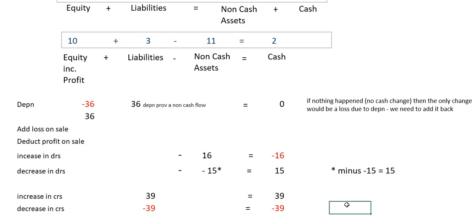And these are the main adjustments that are made, but you need to practice some questions to go into the various details based on these fundamental principles.